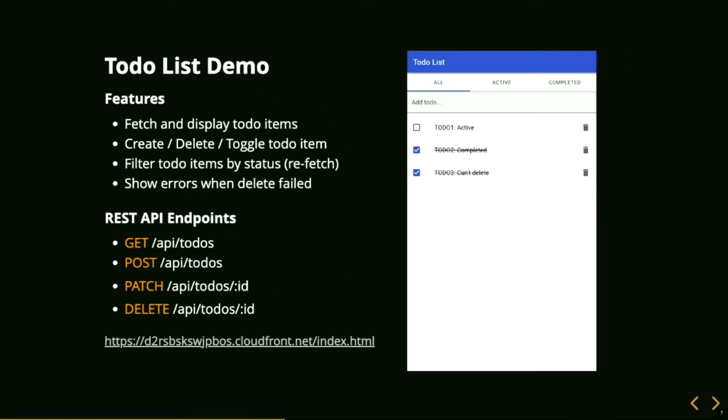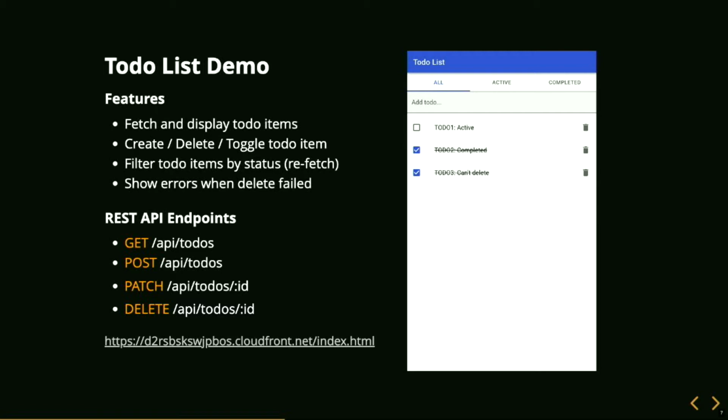Beyond the very minimum setup, I would like to have a bit more complex demo, which is a to-do list. That would help us to understand the rest of the content I would like to present. First, let's have a look at the demo application and what it should do. Well, basically, it can fetch, create, delete, toggle, and filter the to-do items. And based on that, we have imagined 4 REST API endpoints. They are get, post, patch, and delete.